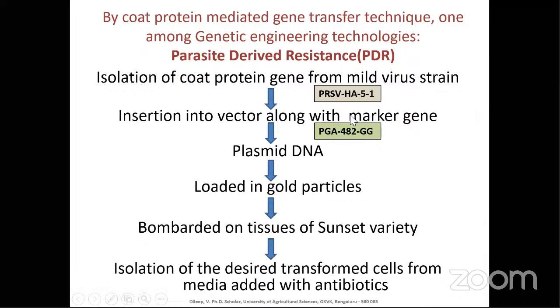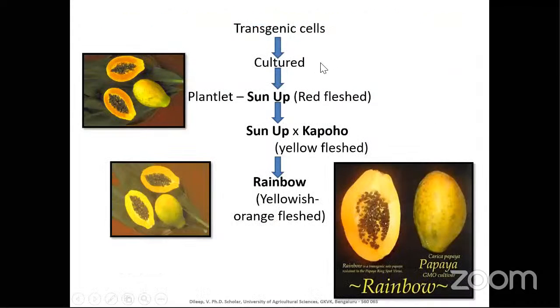The gene is transferred into the plasmid DNA, it is cultured, and it is bombarded into the tissues of the variety. After that they are cultured and isolated, the tissue culture process goes on, and the new varieties are released. So this is the one. First obtained was Sunup, and then Sunup crossed with Kapoho gave us Rainbow.